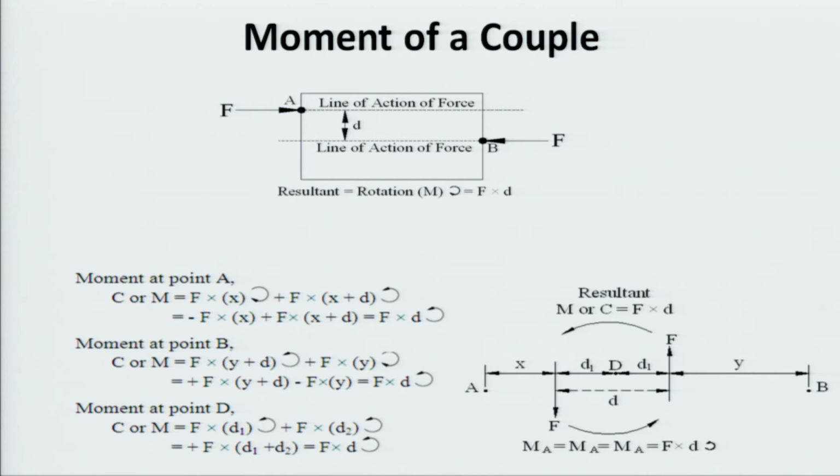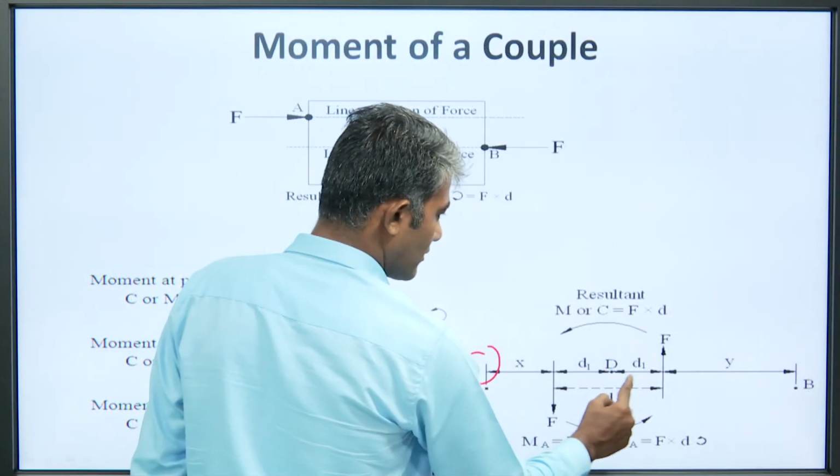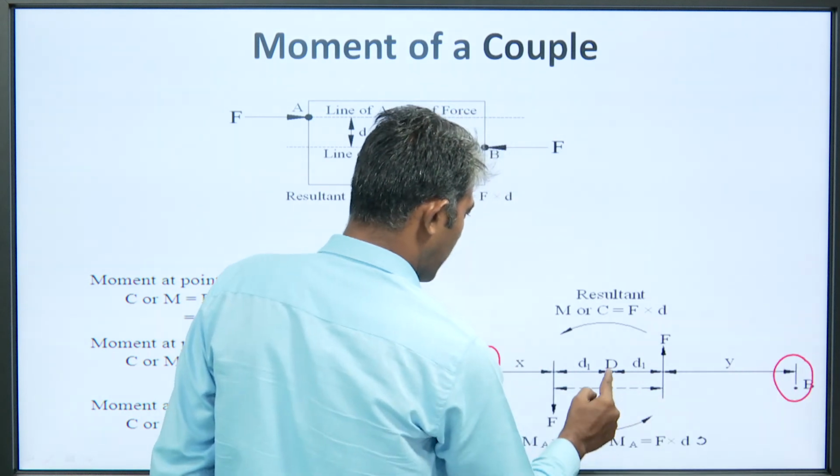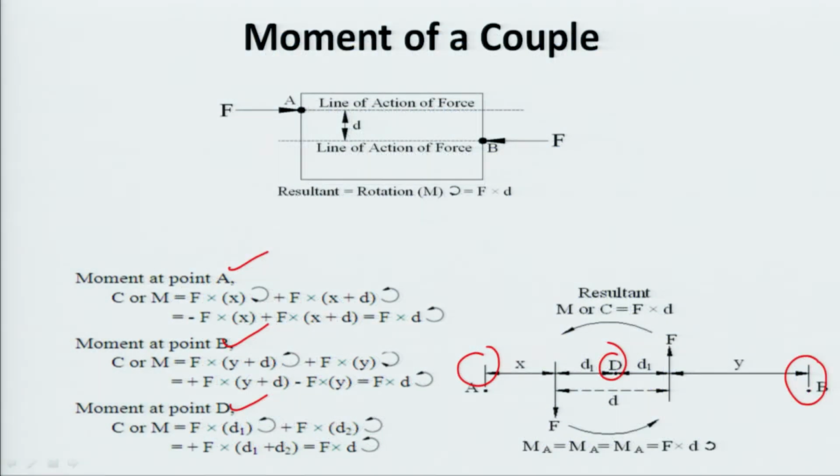Suppose here 3 different points have been taken, point A, point B and point D, and the moment at these 3 points is the same, F into d.